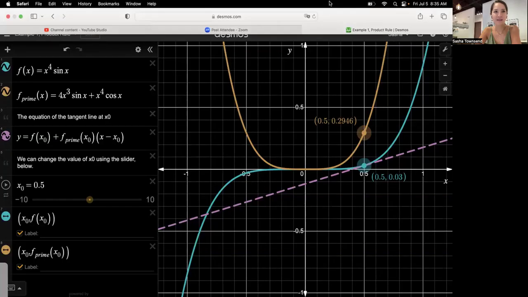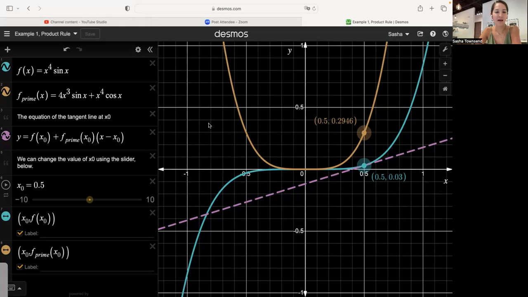All right, so here we are. This is the function that we were looking at. f of x equals x to the fourth times sine of x, and then we found the derivative using the product rule. It's the derivative of the first function, which is the 4x cubed, times the second, which is sine of x, plus the derivative of the second, which is cosine of x, times the first, x to the fourth. So those graphs are here.